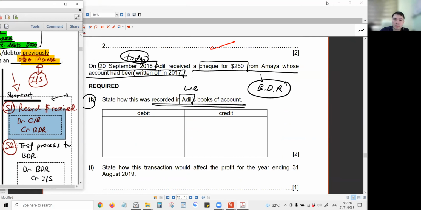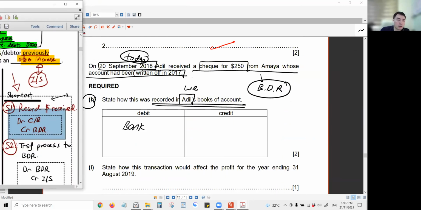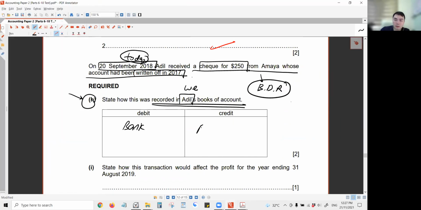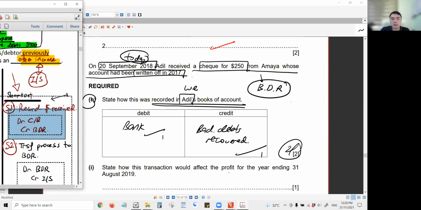So to write the answers, they say check, right? You receive it in the form of check. You write debit bank, then credit what? Credit bad debt recovered. And then you can score the 2 marks. 1 mark for this, 1 mark for this. Let me repeat. Bad debt recovered is the reversal of irrecoverable debts.